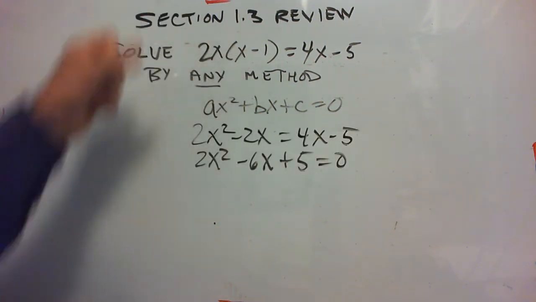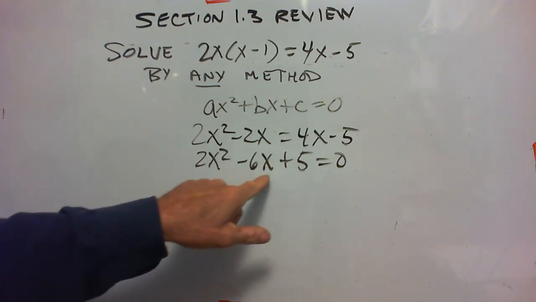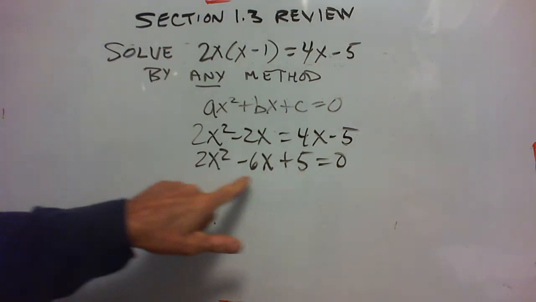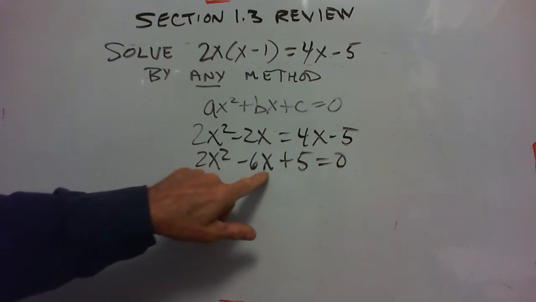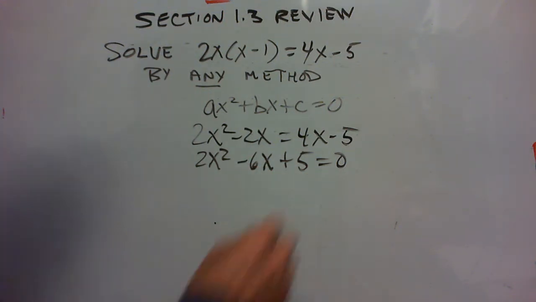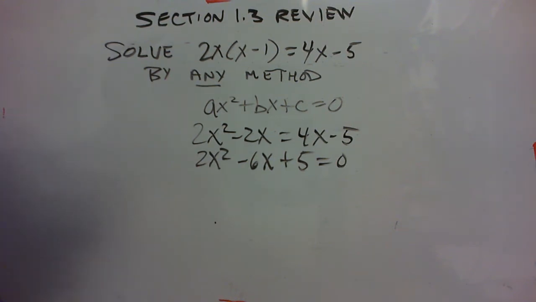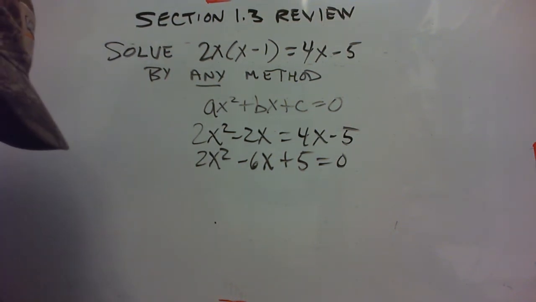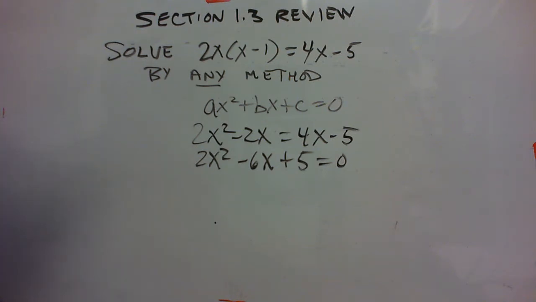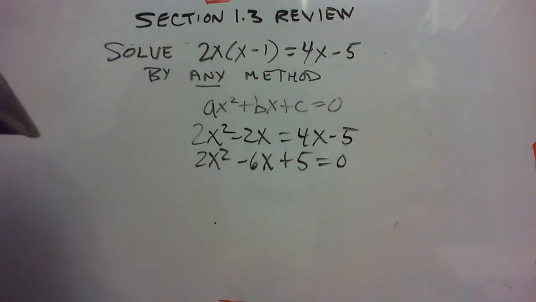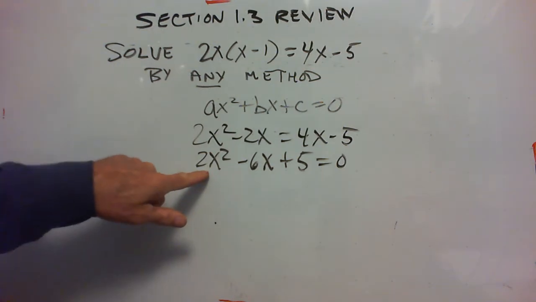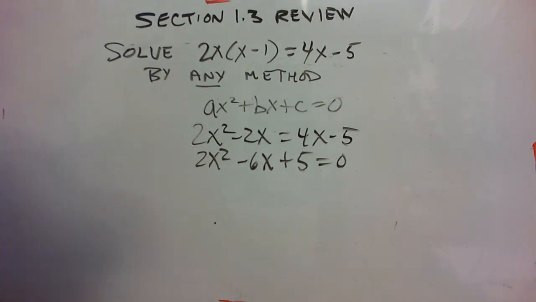So we distribute out and then subtract 4x from both sides and add 5 to both sides, and we get the equation 2x squared minus 6x plus 5 equals 0. Now we see, can we factor that? It almost looks like it will factor, but not quite. We can try and try. If it was just a little bit different, we could factor it. But with that 2 in front of there, we can't factor it. So then we have to go to the quadratic formula.